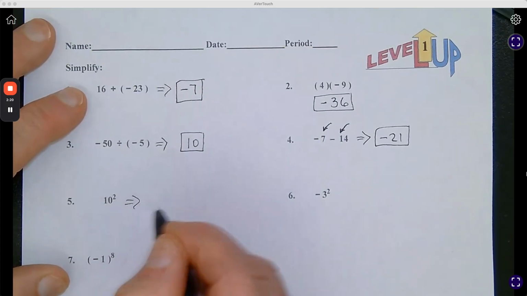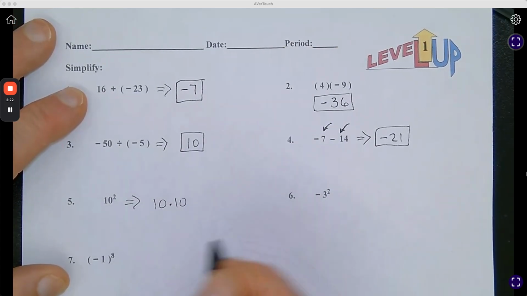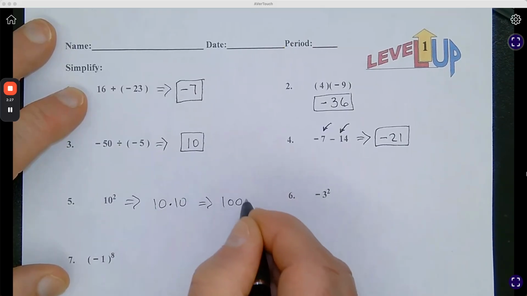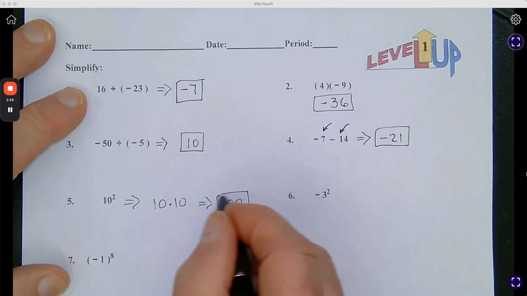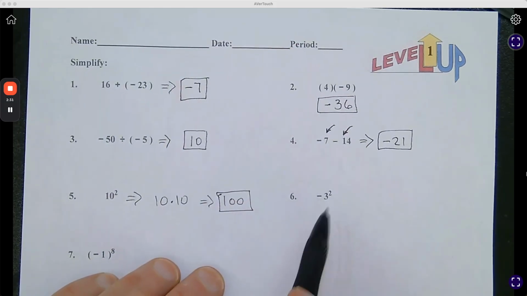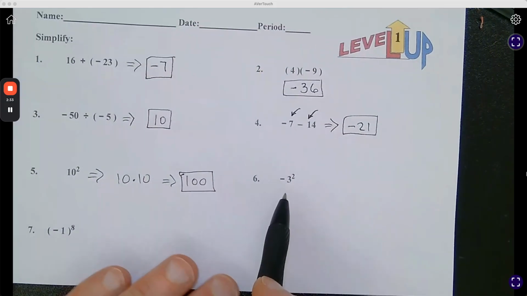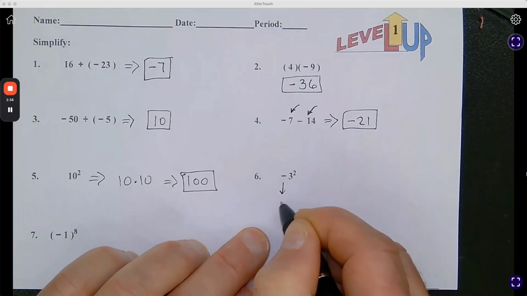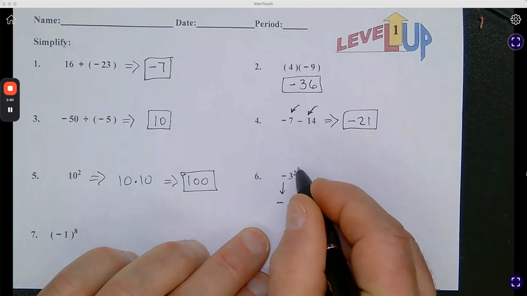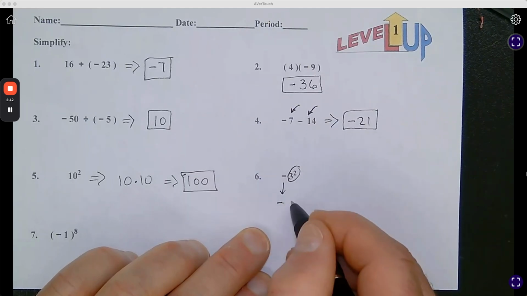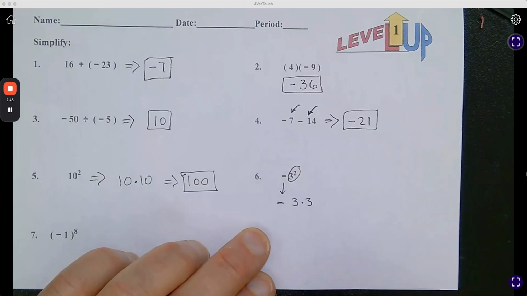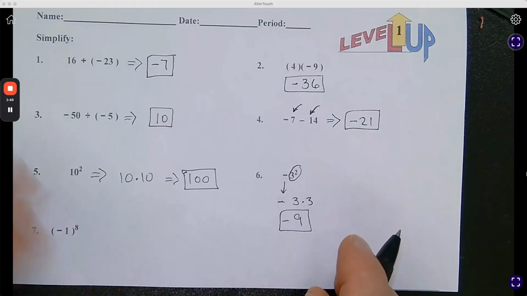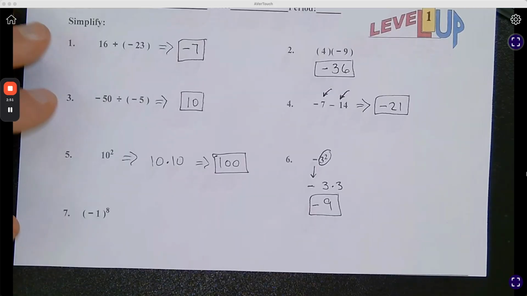All right, this is a base and exponent. This means you're going to take your base of 10 and multiply it by itself exponent times. 10 times 10 is 100. Boom, let's go. This one's tricky because notice there's a negative in front. The negative comes straight down, and then I only square the 3. So that's 3 times 3. That is negative 9.